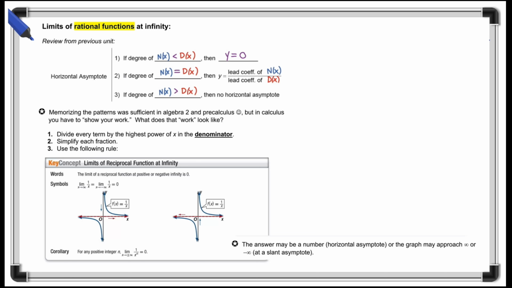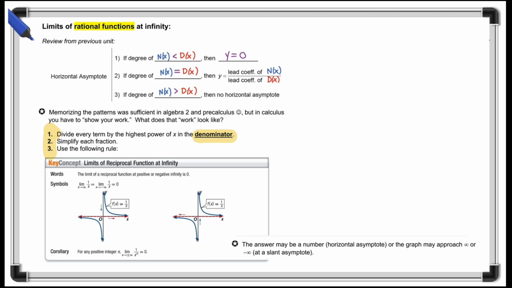Now, in calculus, you're going to need to show your work, and what that work looks like would be to do these steps right here. You're going to divide every term by the highest power of x in the denominator. What that does is help us to see what goes towards 0 and what doesn't as x approaches, let's say, positive infinity.